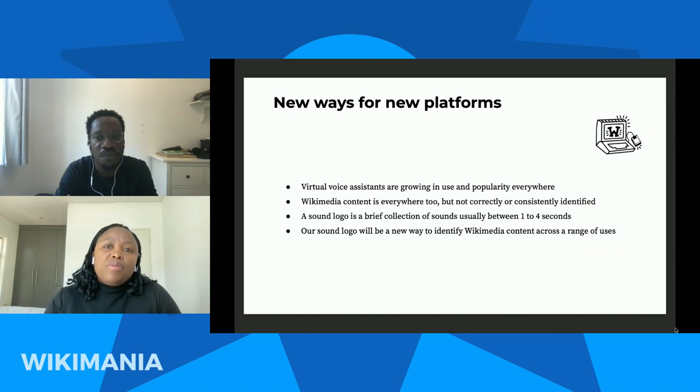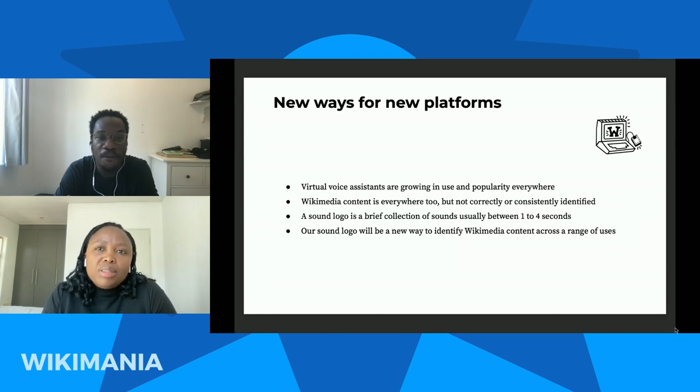So a sound logo, in brief, is a collection of sounds, such as a short mnemonic, usually 1 to 4 seconds long. And the idea is that this little mnemonic would be played on an audio interface when content from Wikimedia is served. It's a device that is very similar to the well-known ta-dum that Netflix uses, and the Nokia sounds for those who were there in the 90s. A sound logo offers us, Wikimedia, very many new ways to be identified in the knowledge ecosystem through audio interfaces.